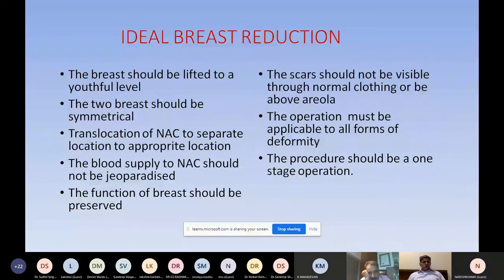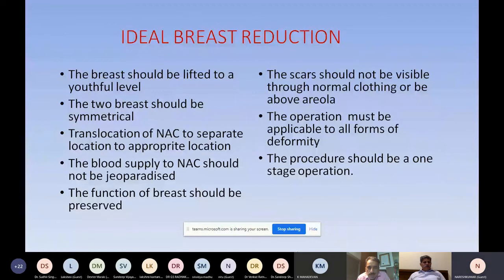And for the reduction mammoplasty, for ideal breast reduction, these are the principles. The breast should be lifted to a youthful level. The two breasts should be symmetrical. Translocation of nipple areola complex to an appropriate location. The blood supply should not be jeopardized. The function of the breast should be preserved. The scar should be minimal. The operation must be in a single stage, and it should be applicable for all forms of deformity present.